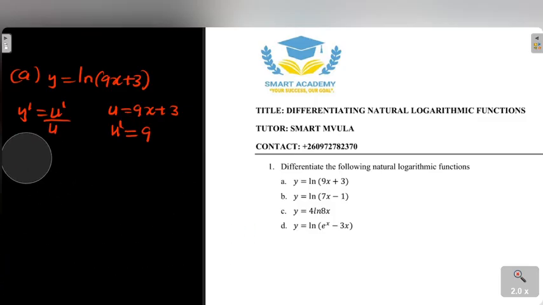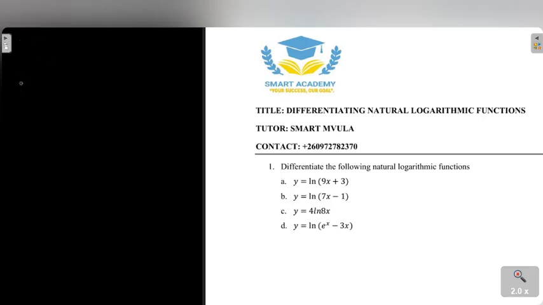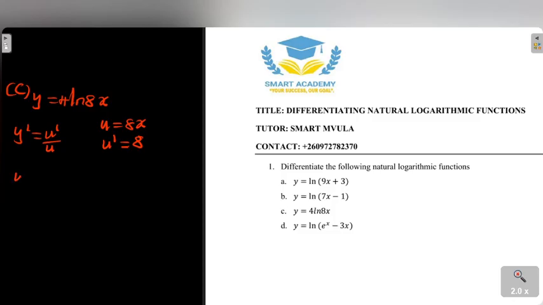Then now moving to part (c), what we have is y equals 4 natural log of 8x. For us to differentiate this one, we'll do the same. We're going to say y prime is equal to u prime over u, where u is 8x, then u prime will be equal to 8 when you differentiate that. So now we have y prime equal to u prime, which is 8, over u, which is 8x.